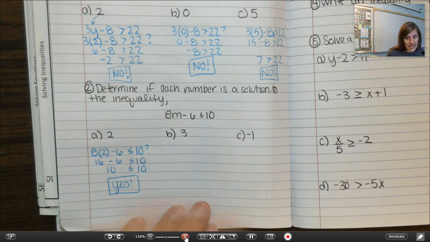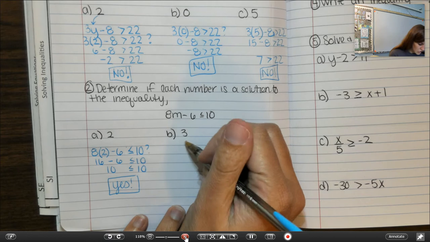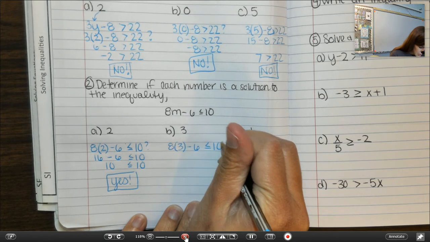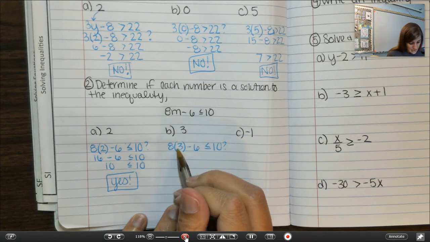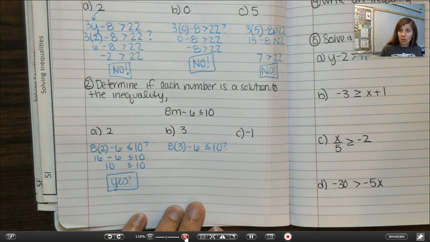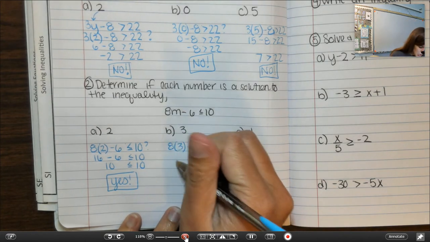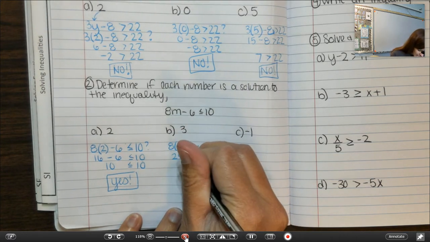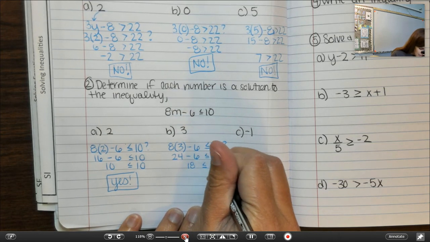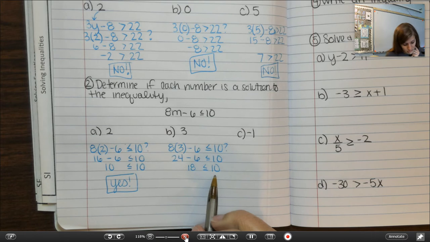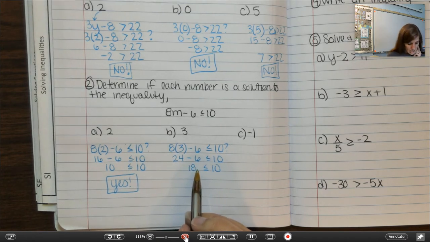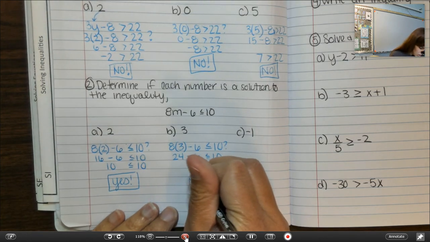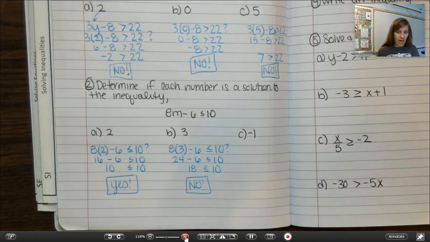Okay, if we try number 3, and it's not like a multiple choice, guys, you're just checking all of them. So we're going to try 3 also. If I plug in 3 for m, it's a question again, like is 8 times 3 minus 6 less than or equal to 10? So 8 times 3 is 24. And then minus 6 is 18. Oh, it's not equal, and it's also not less. Again, the baby bird is trying to eat the bigger number. Baby bird can't handle all that number, so no, not true, not a solution.